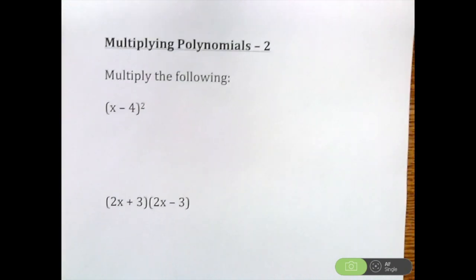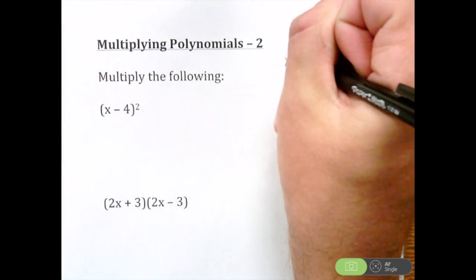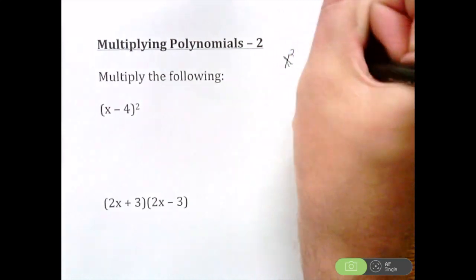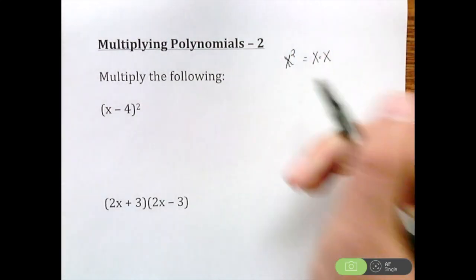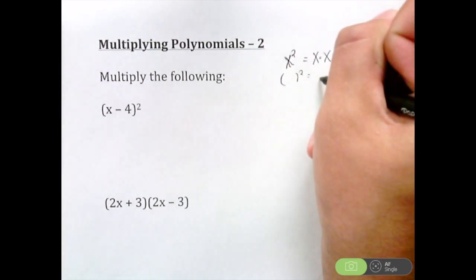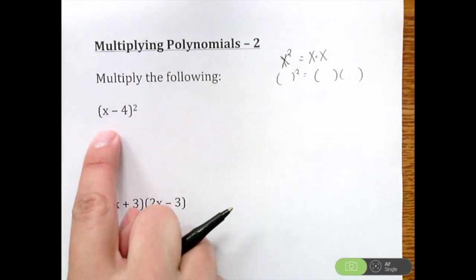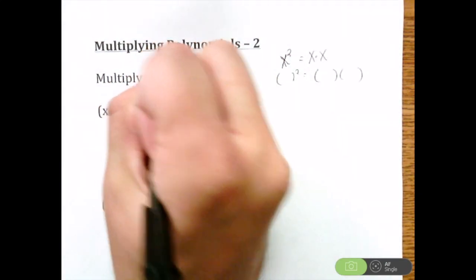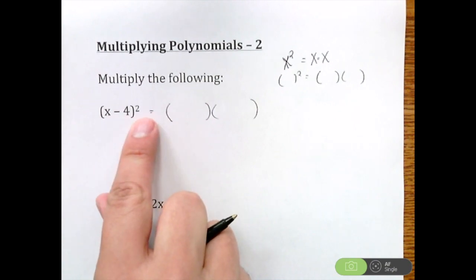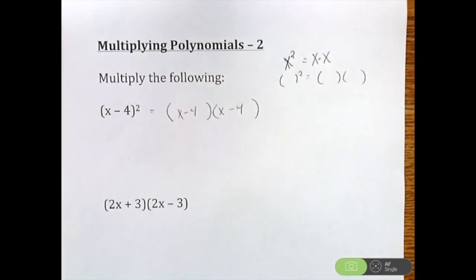So what you've got to think about is just how exponents work. For example, if you have x squared, something to the power of 2, that just means take x times x, whatever it is times itself. So if you have some parentheses squared, it's that parentheses times itself 2 times. So if I have x minus 4 squared, what I like to do is write this out 2 times just to see what we're doing. So I'm going to have x minus 4 times x minus 4.